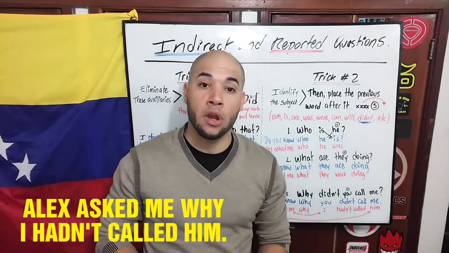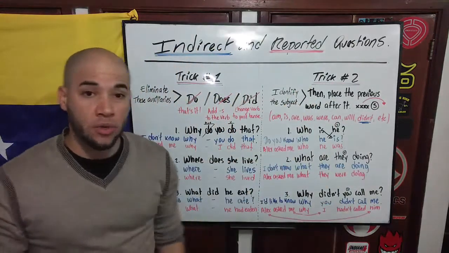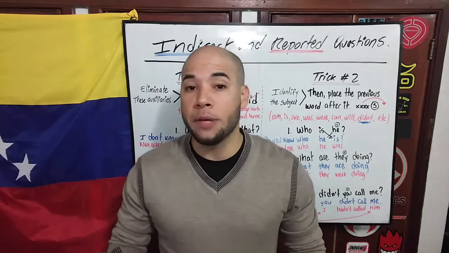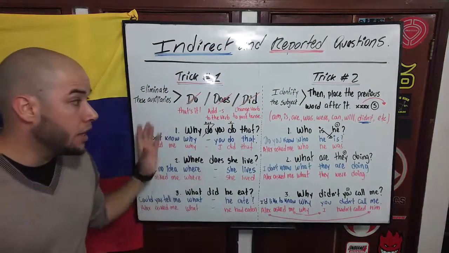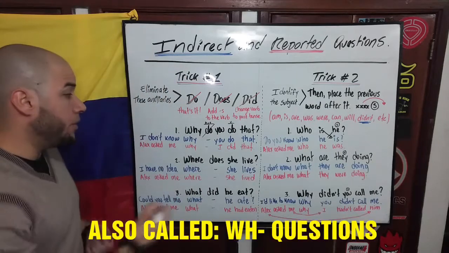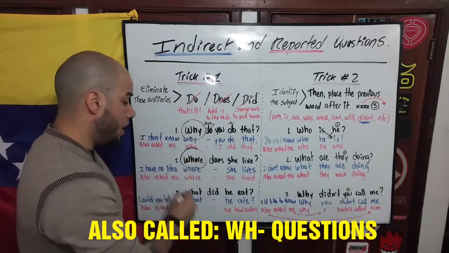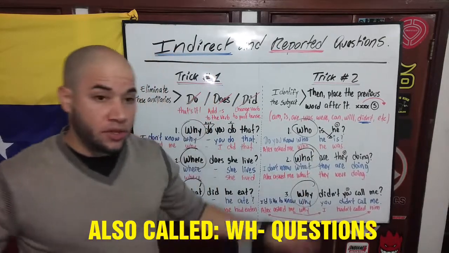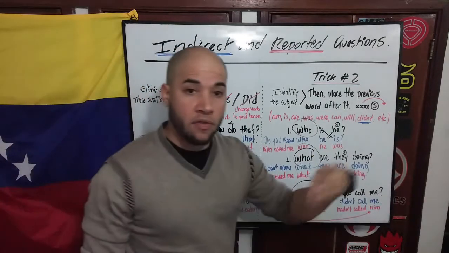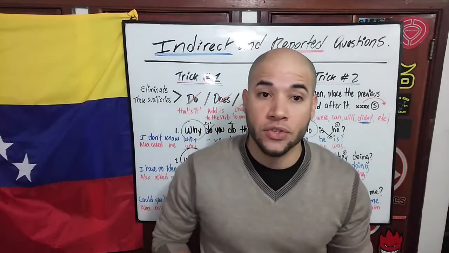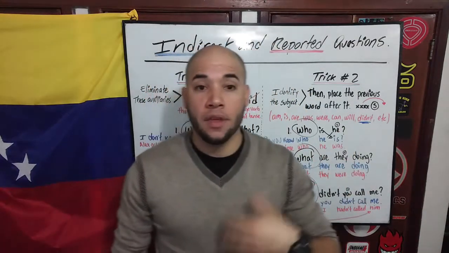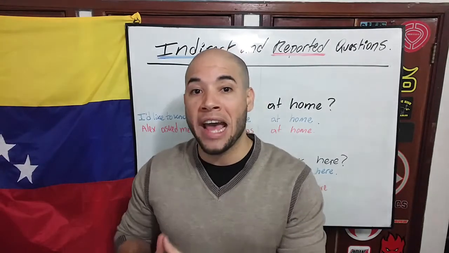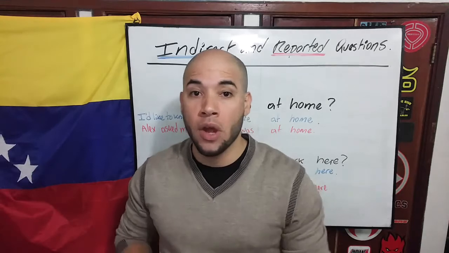So that's how you report questions using the second trick, which is basically the same thing as the first one. One last thing you should keep in mind is that these are all information questions, because we have why, where, what, who. This is all information that I will provide if somebody asks a question like this. But there are also yes-no questions. Yes-no questions are the questions that people ask and demand a yes or a no as an answer.